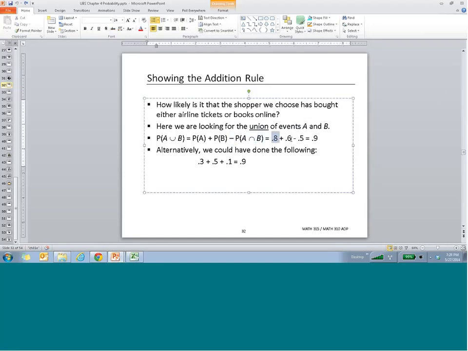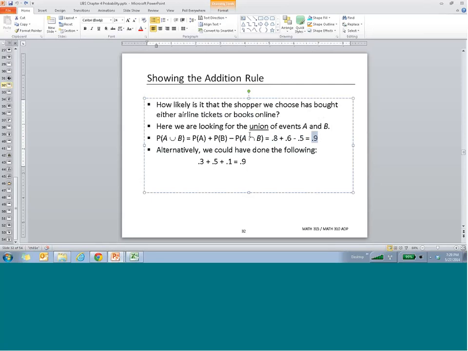So the 0.8 for the airplane ticket, 0.6 for the books, and 50% who bought the one also bought the other. Well, if I want to know that it's likely that they did something, not that they did both, I'm going to subtract out the amount that did both, and that's where this 0.9 comes from. 90% bought either an airline ticket or a book.